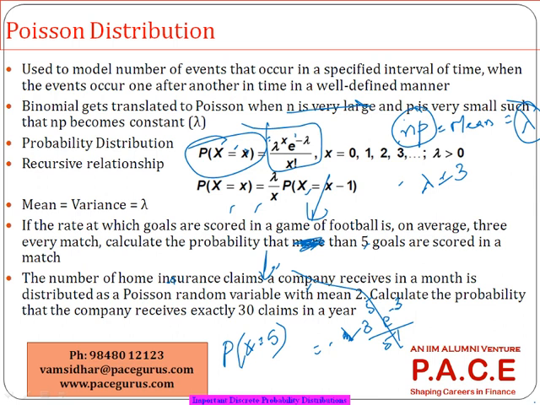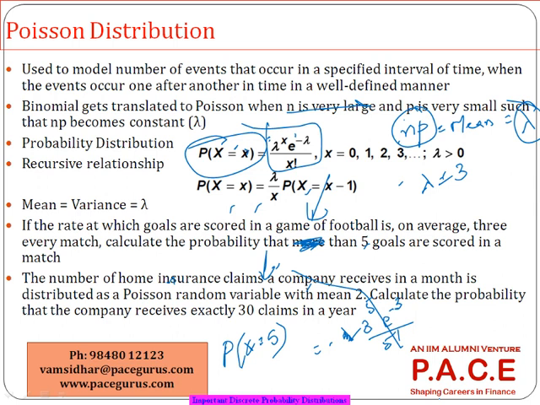So this is a very real world problem, right? If typically there are 3 goals scored in any particular match on an average, then what we are trying to say is, what is the chance that 5 goals are scored? Because on an average it is 3. I want to find out the chance that not even a single goal is scored in a match. What is the chance of scoring 1 goal in a match? So I can model that as a Poisson distribution itself, where the average is constant.